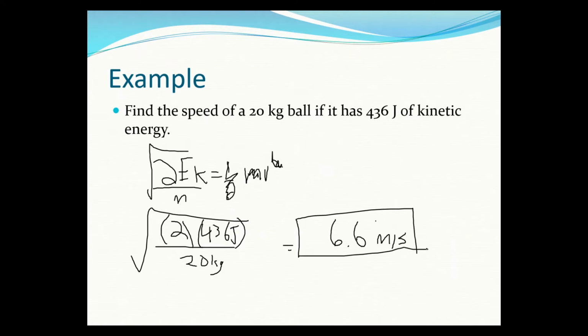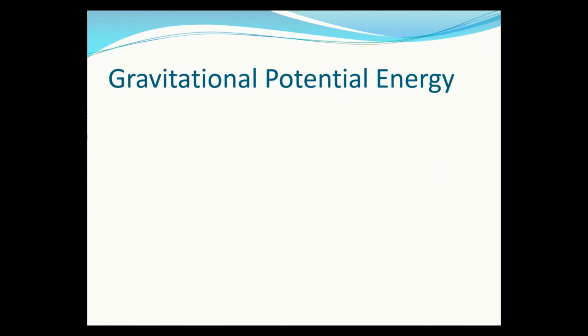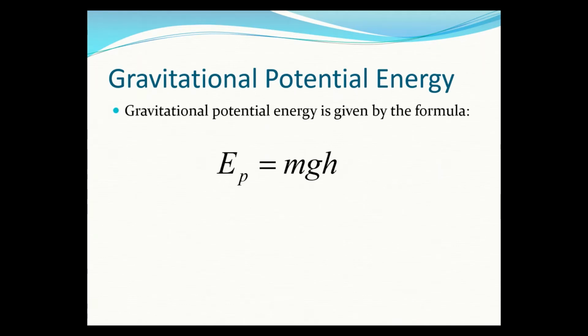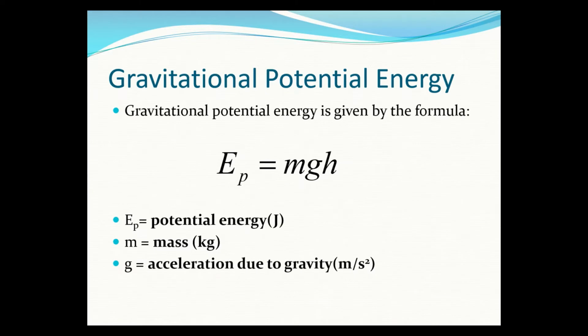Right. Easy stuff. Okay, gravitational potential energy is easy as well. EP equals mgh, where EP is gravitational potential energy in joules, m is mass, g is acceleration due to gravity, so 9.81, and h is the height of our object. So easy formula, found in the same spot in the formula sheet.